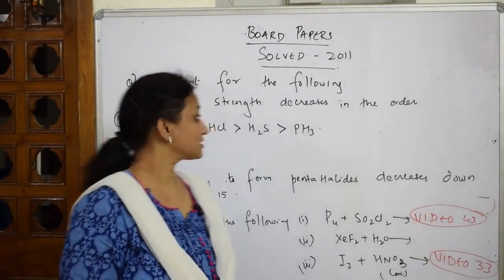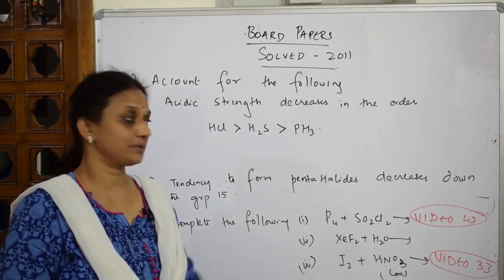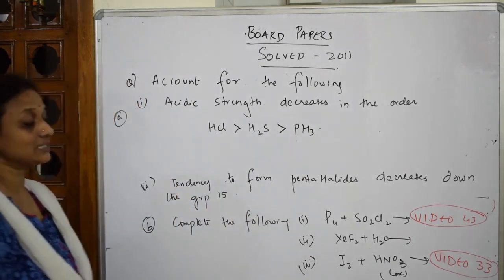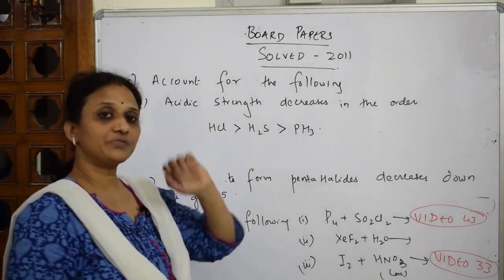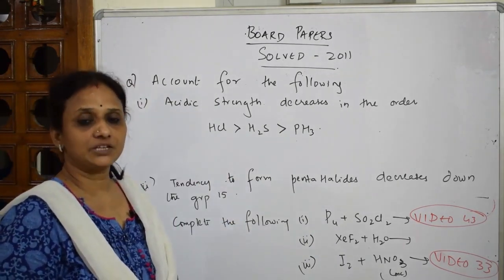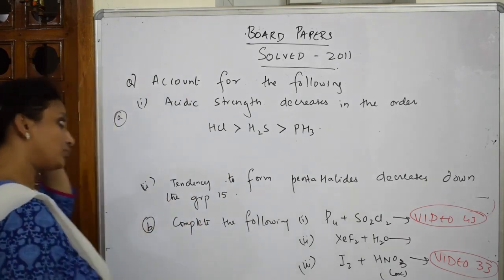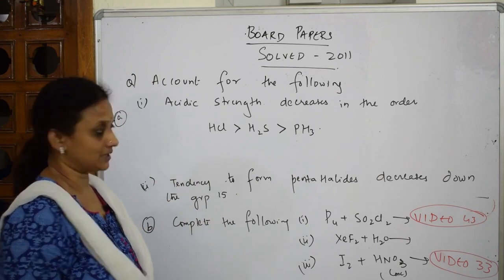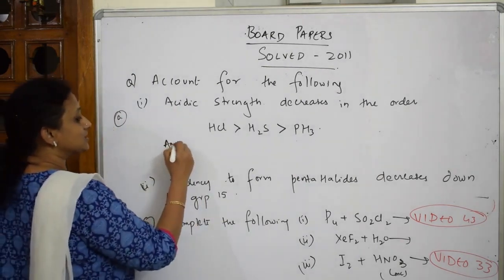Let's come back and finish off your 2011 paper with this question. What do they give us? Account for the following. Acidic strength decreases in the order. I've done one video where I've explained the acidic strength, boiling point, and the reducing character. Let's come back and see this. How to write this answer? They've given acidic strength. That means release of H plus ions. So let's start the answer like this. What are you finding?